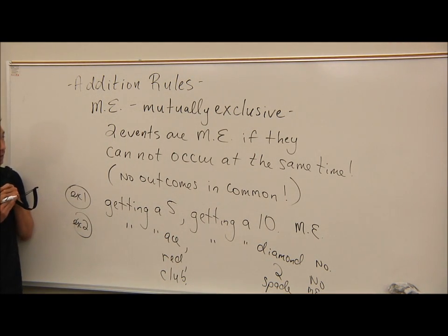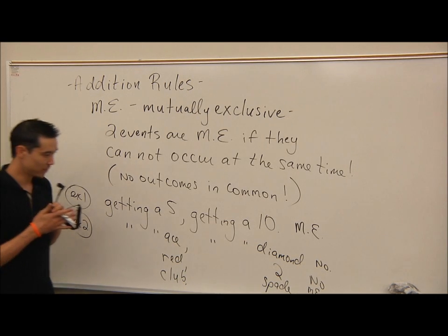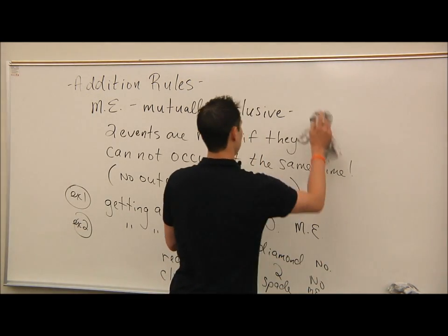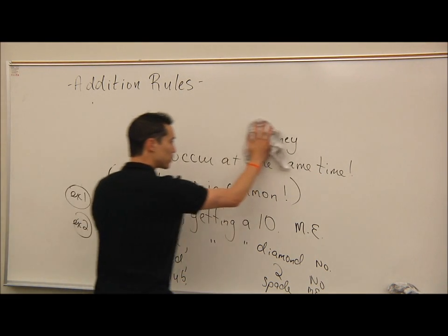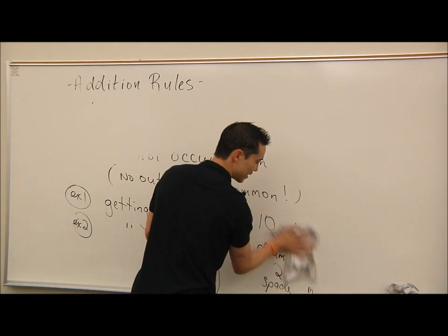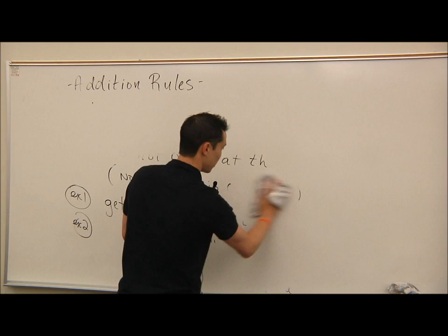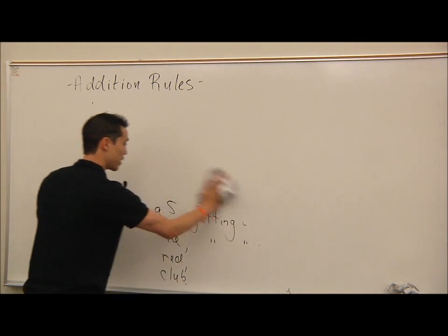Okay, great. If we can understand what mutually exclusive means, then we can do our very first probability rule for addition. This is what it looks like. I'm going to give you 2 addition rules, but you're going to soon see that it's really just one addition rule. I'll show you in just a few minutes what I mean by that.